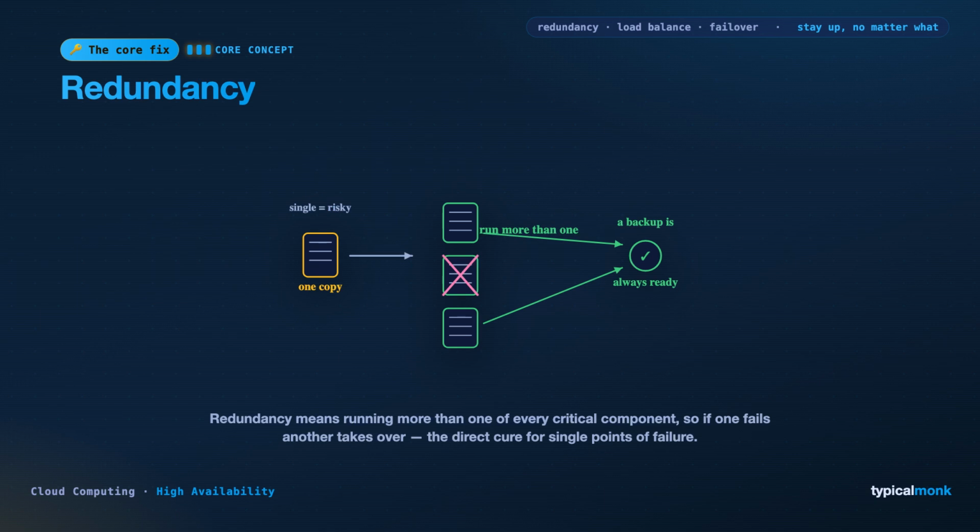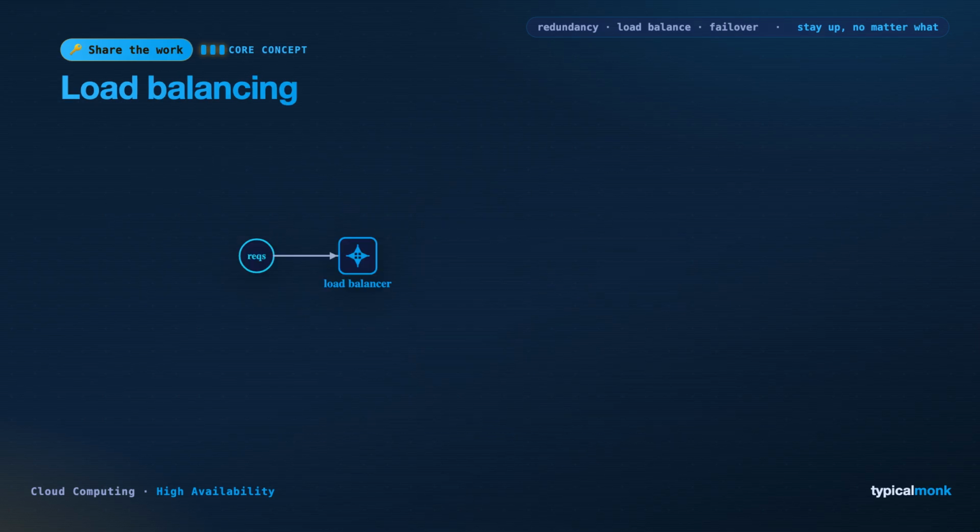So the takeaway: redundancy means running more than one of every critical component, so when one fails, a healthy copy is already serving, and users notice nothing. It is the direct cure for single points of failure, since a duplicated component is no longer single. And it is the foundation the other HA techniques build on. Redundancy gives you multiple copies, but something has to distribute work across them and steer traffic away from any that fail. That something is a load balancer.